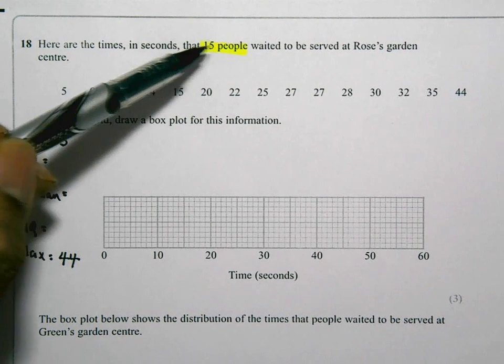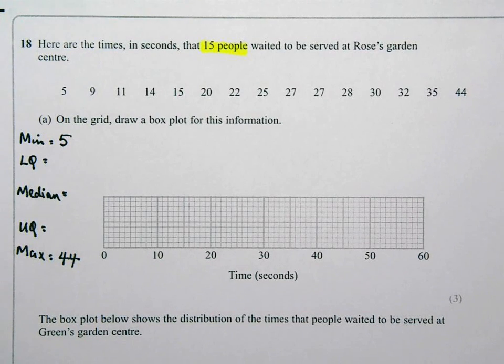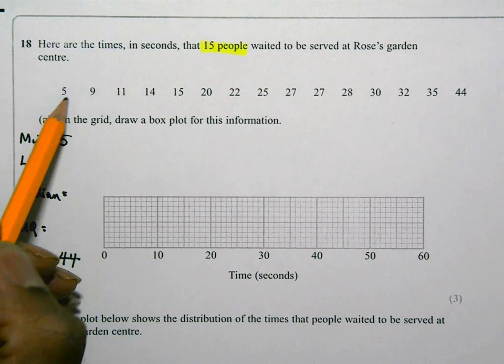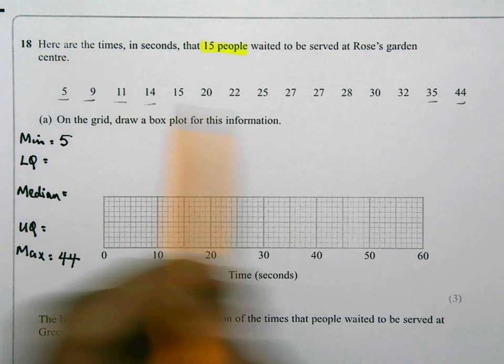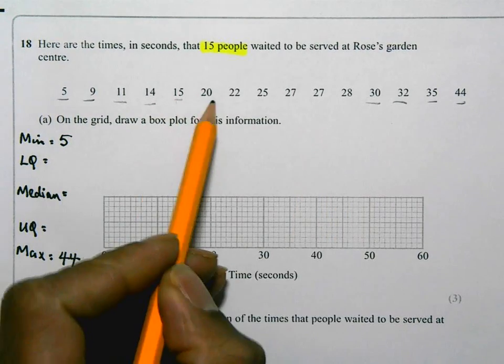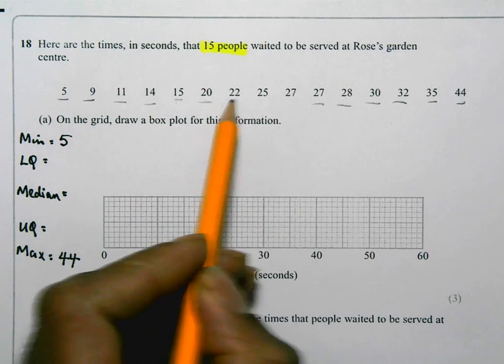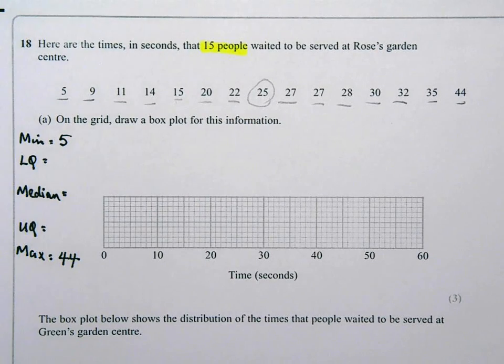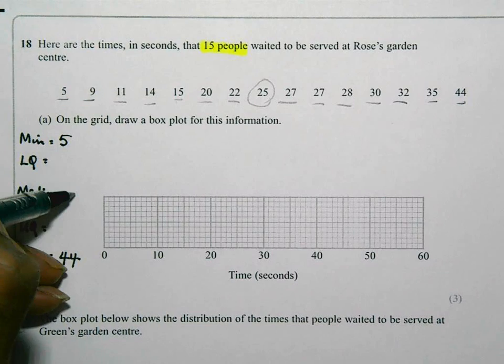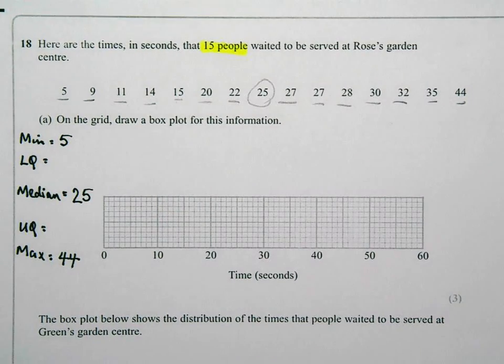Because there are 15 numbers altogether, what I could do is work my way to the center. I'm going to do 2 at a time. So if I knock those 2 off from either end, another 2, another 2, and then there are 3 over there, so that is my median value. The median is 25.